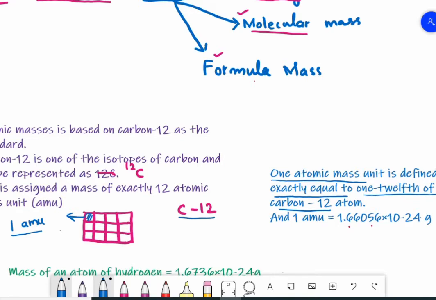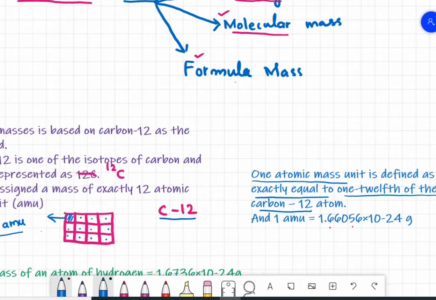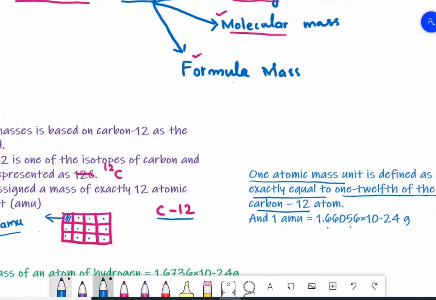Okay, so how many divisions are here? There are 12 divisions. So all these 12 divisions we can consider as 12 atomic mass units. Okay, so this atomic mass unit is considered as the standard to express the atomic mass of other elements. So you have to understand what is meant by one atomic mass unit. One atomic mass unit is defined as a mass exactly equal to 1/12th of the mass of one carbon 12 atom.